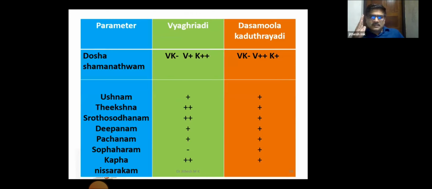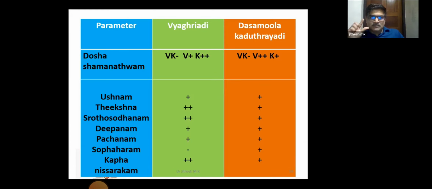That means the Kapha symptoms are more, Vata symptoms are less. You can just opt Vyagriyadi. And if Vata symptoms are more, Kapha symptoms are less, you can select Dasamulagatraya. Vyagriyadi and Dasamulagatraya are equally Ushna.